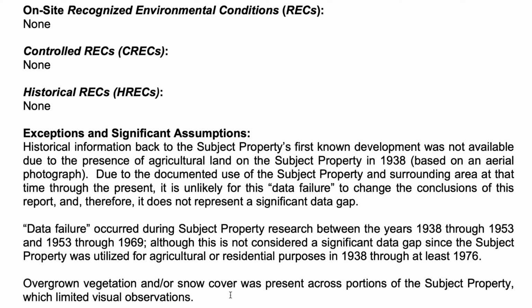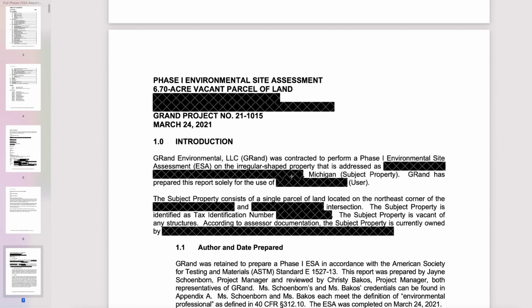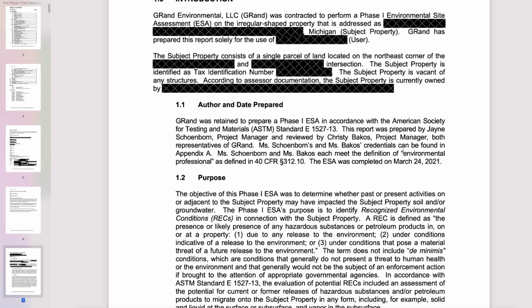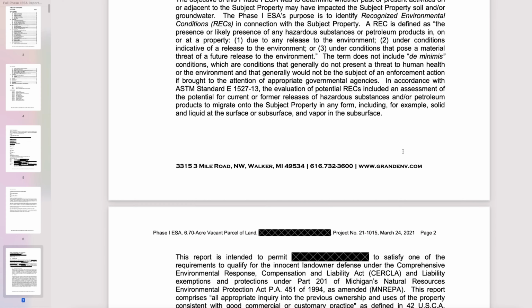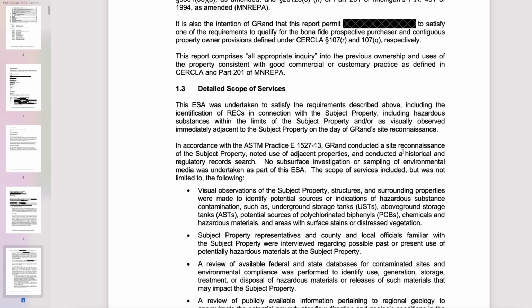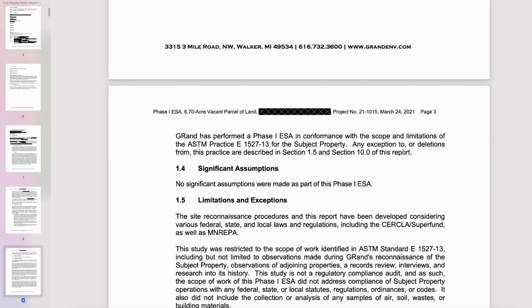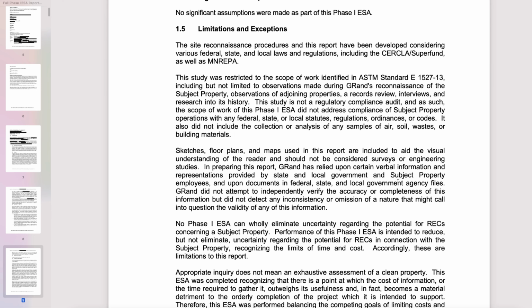So that's one exception, or one assumption, was that nothing was there. If we keep moving on here, this is kind of the beginning where they just have an introduction where they sort of explain what's going on, who's doing it, why they're doing it, the property. A lot of this stuff is boilerplate information, so it's not a whole lot of unique stuff here, where they probably just insert specific variables like the property address or parcel number. And then they sort of state those limitations and exceptions again.